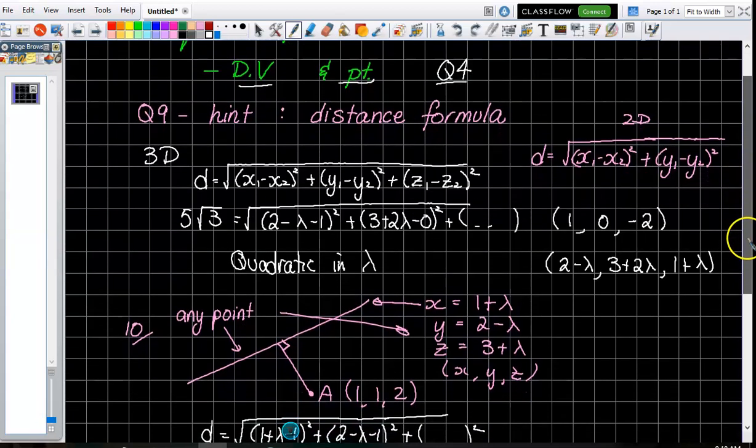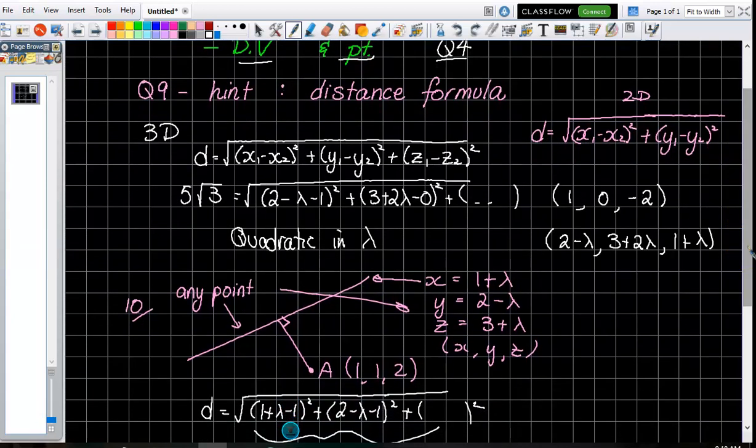So from question 4 onwards, and we're just going through 9. So the hint for 9 was the distance formula in 2D. We did this so we can extend it to 3D. We just add the z squared, sub your stuff in, and hopefully it solves.